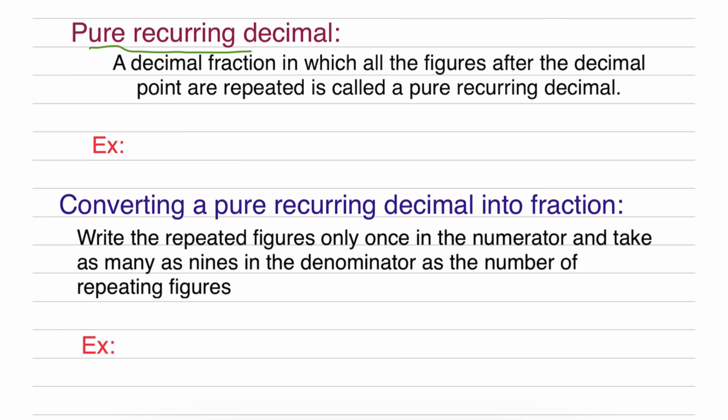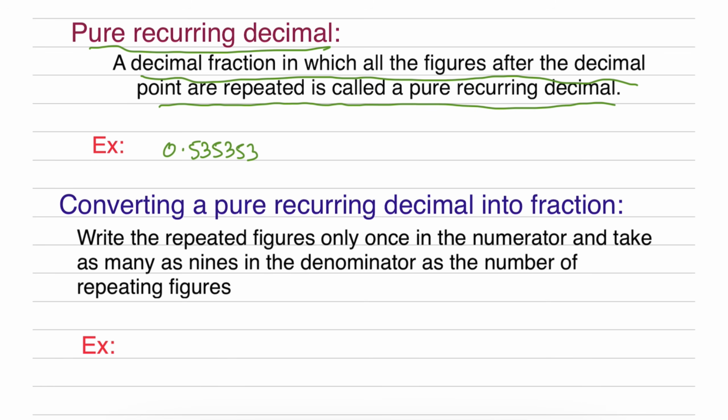See, pure recurring decimal means a decimal fraction in which all the figures after the decimal point are repeated is called a pure recurring decimal. Means see here 0.333 is there, no, it is a pure recurring decimal. And if it is 0.535353, this is also pure recurring decimal. We can write it as 0.53 above that bar.